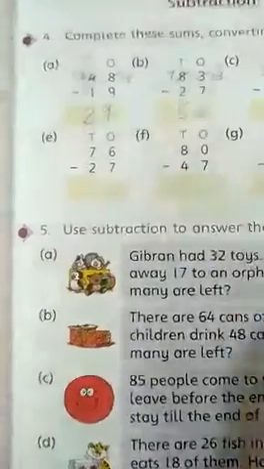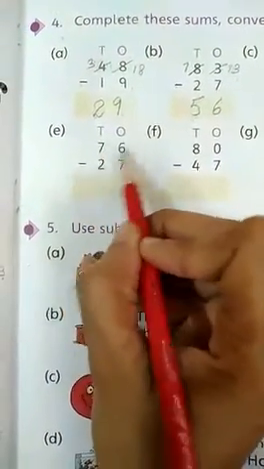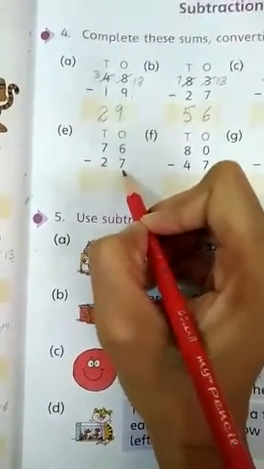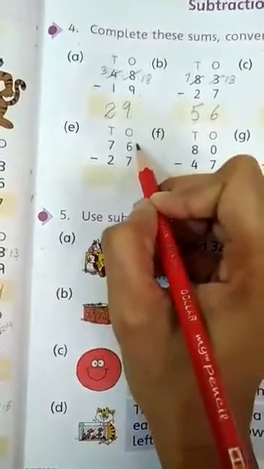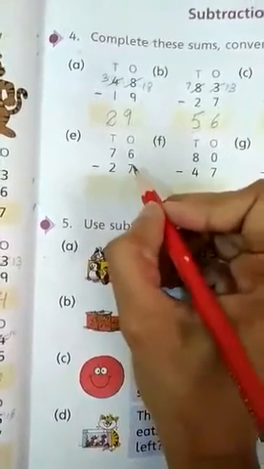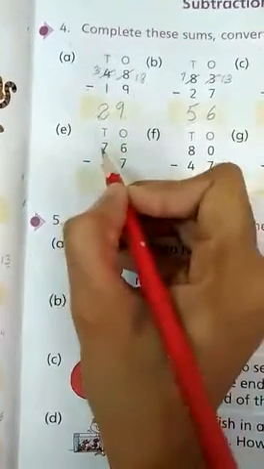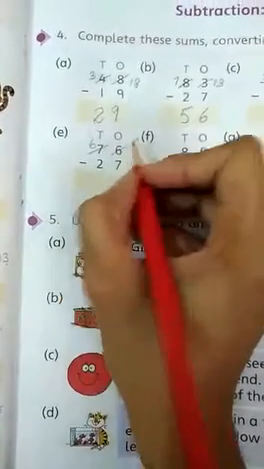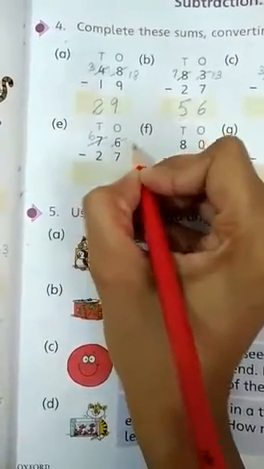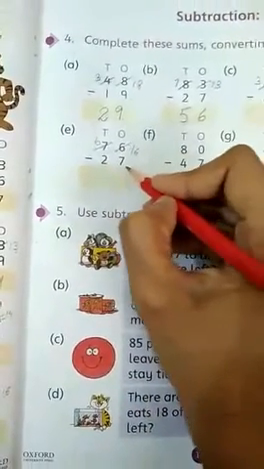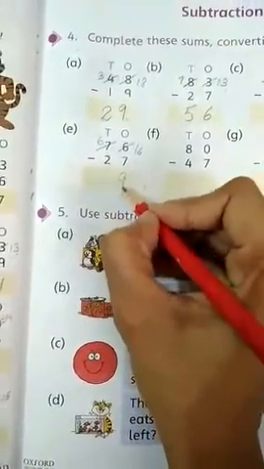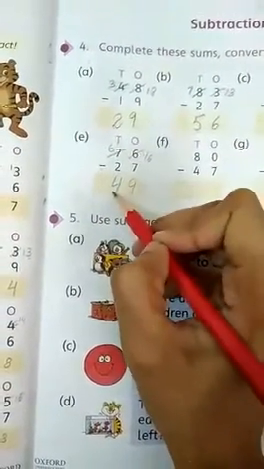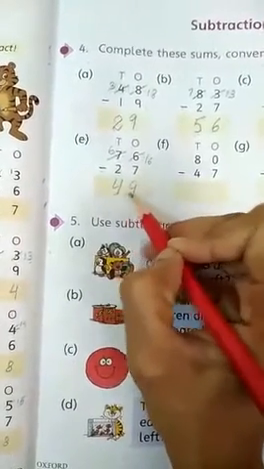On question number E, 76 minus 27. So first we subtract the 1's column. So students, we cannot subtract 7 ones from 6 ones. So students, we can borrow 1 from the 10's column. So when we borrow, 7 becomes 6 and 6 becomes 16. So 16 minus 7 is equal to 9 and 6 minus 2 is equal to 4. So now we have 4 tens and 9 ones is equal to 49.